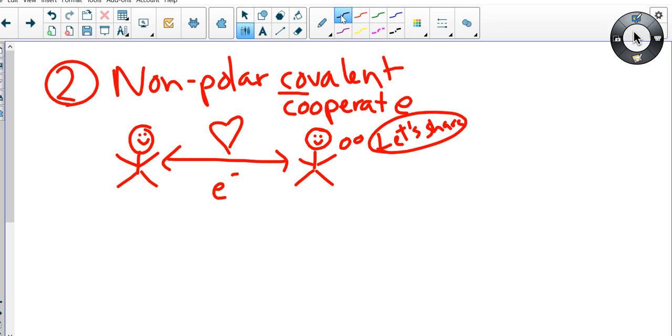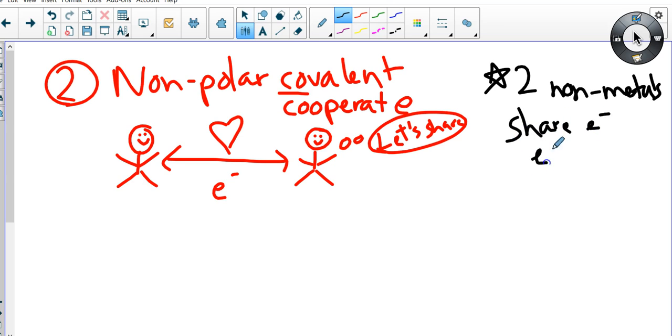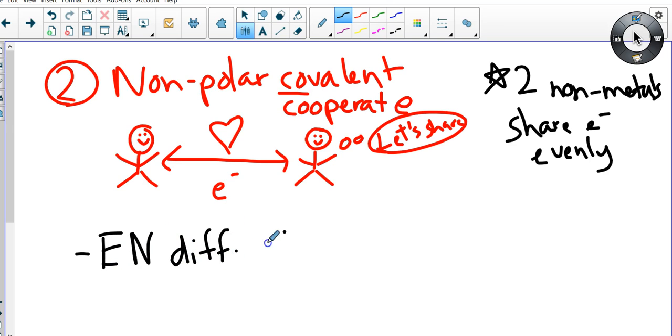So what happens here is two nonmetals. Metals are only ionic, okay? Two nonmetals share electrons evenly, or mostly evenly. The electronegativity difference is less than 0.5. Depending on the textbook, these numbers can be a little bit different, but it's good just to have a number to go with. So when you subtract these, you're going to get a difference of less than 0.5.